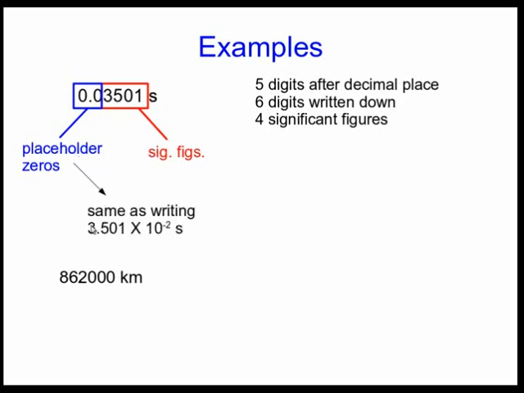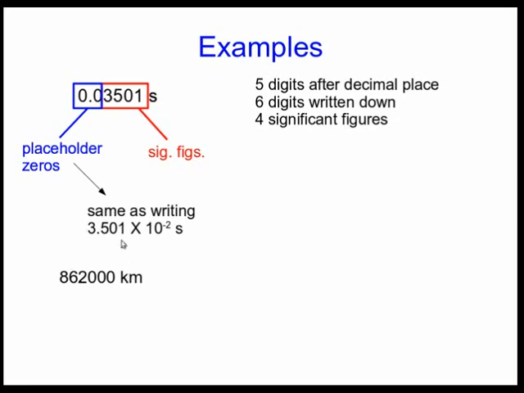I could have written 3.501 times 10 to the negative 2 seconds, right? And now it's clearer that there are 4 significant figures. And in general, if you want to make it really clear how many significant figures you have in a number, you should write it in scientific notation.